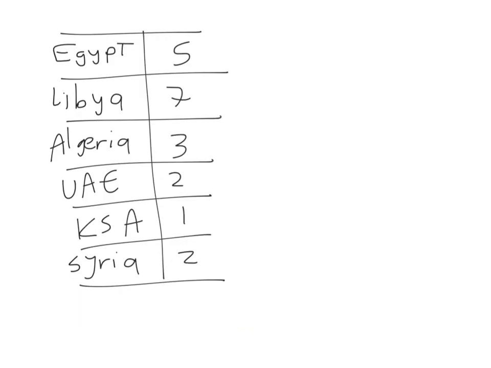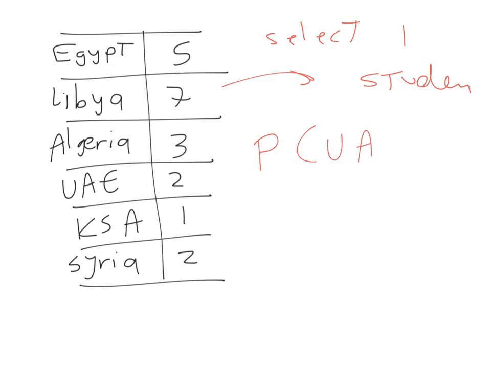Now imagine I have this class with 20 students, and you can tell it's 20 if you count 5 plus 7 plus 3 plus 2 plus 1 plus 2, with this distribution of nationalities from everywhere, almost, and then I select one student from this class. So select one student, only one. Now what is the probability that the student is from UAE, for example?